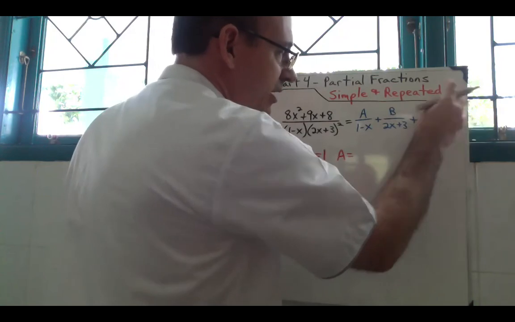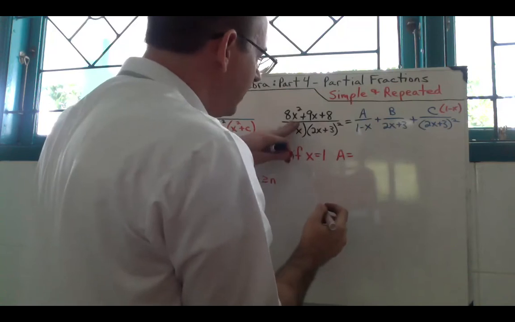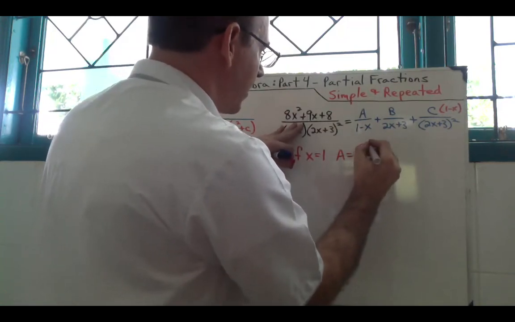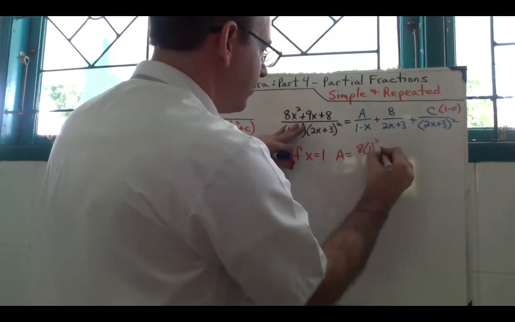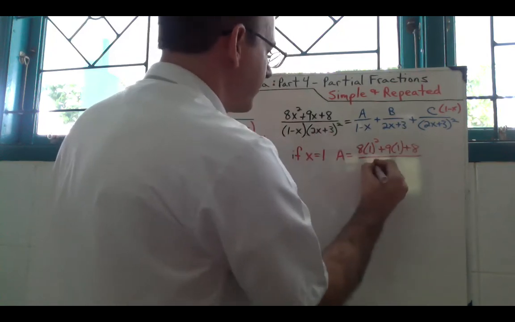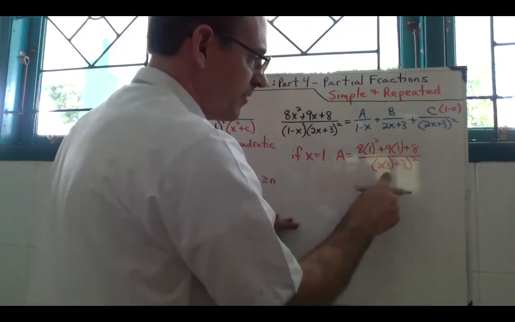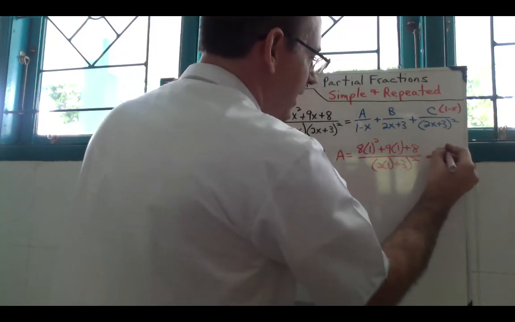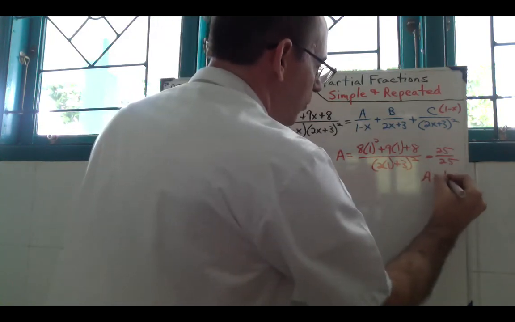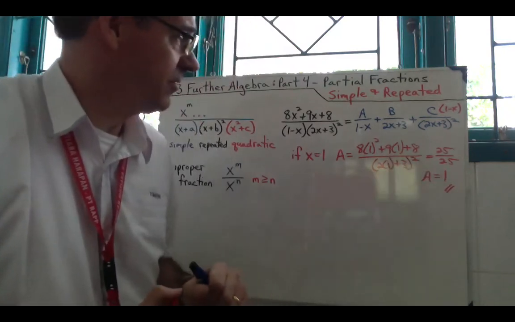You plug in your 1, you get 0, cancels out that one, cancels out that one. So all you have is a, you've canceled out this one, so you end up with 8 times 1 squared, I'll just write that, plus 9 times 1 plus 8, all over 2 plus 3 squared, and you end up with 25 over 25, so a equals 1. Okay, so that's our first answer.